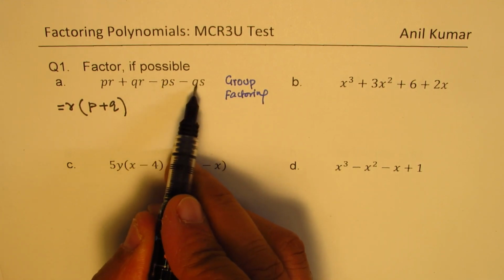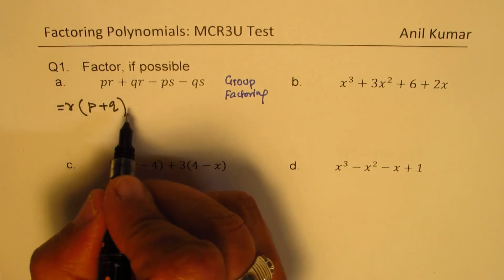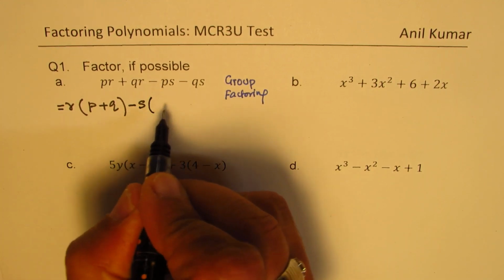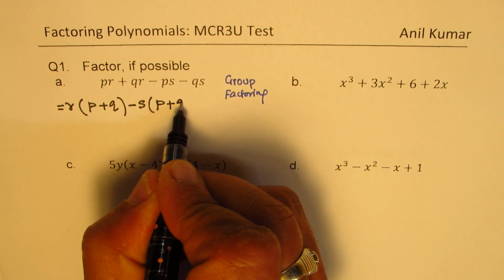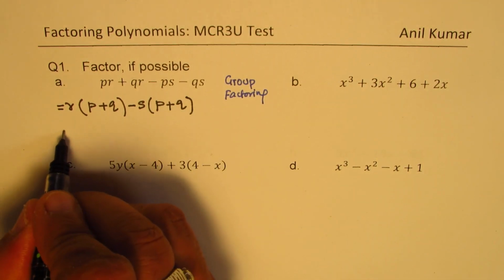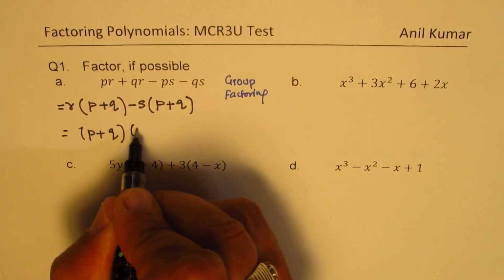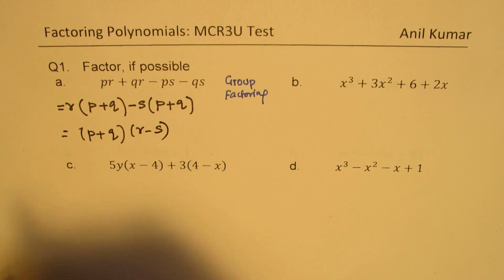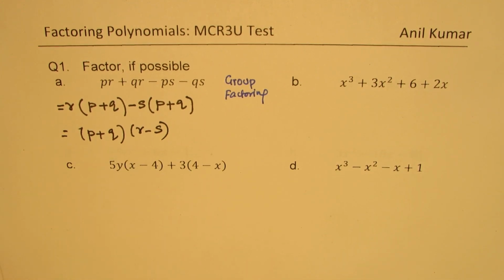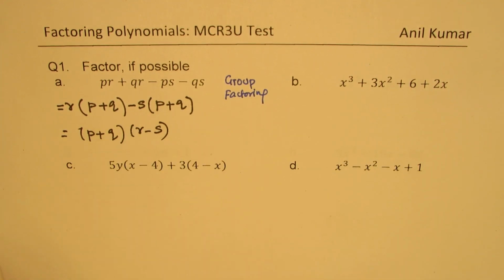Now in the second group of 2 terms, we can take s common with a negative sign. So negative s, and we again get p plus q. Right? Now we have a common factor, p plus q. So we could write this as p plus q times r minus s. Is that correct? So that is how you do group factoring, right? So these examples are all related with group factoring, right? So here again you can apply the same technique.